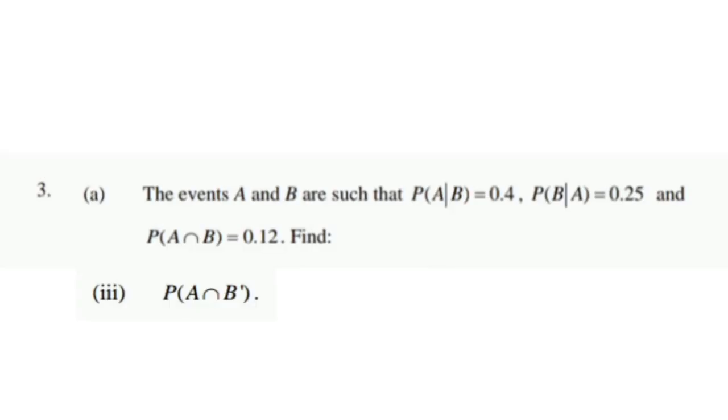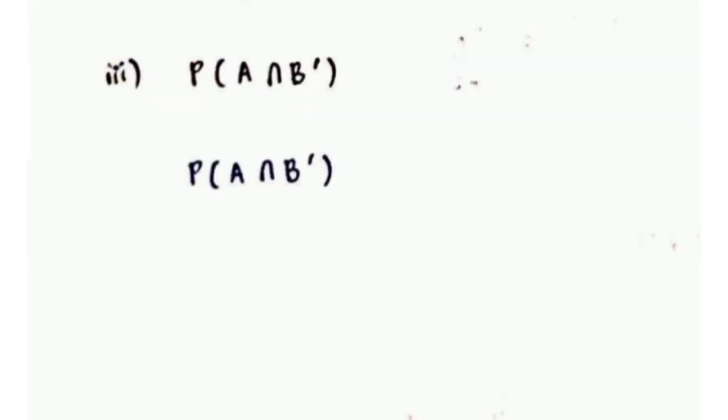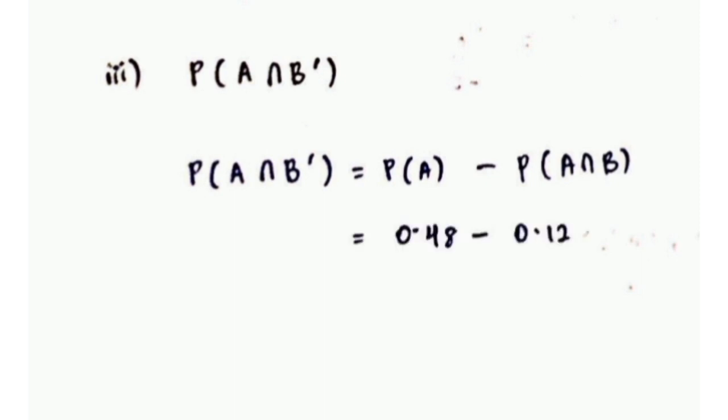Question number 3A3 asks to find probability A intersect not B. First, probability A intersect not B is equal to probability A minus probability A intersect B. Then we substitute the value of probability A, that is 0.48, and the value of probability A intersect B, which is 0.12. After that, we calculate it and we get 9 per 25 or 0.36.